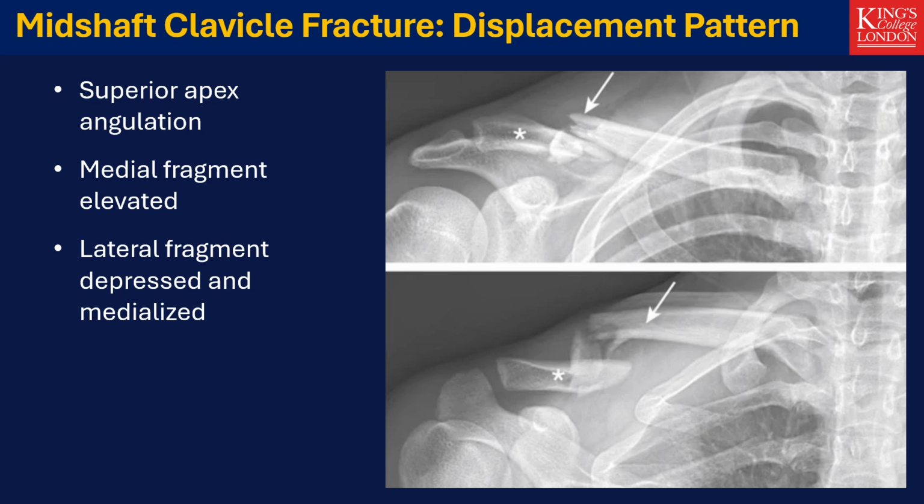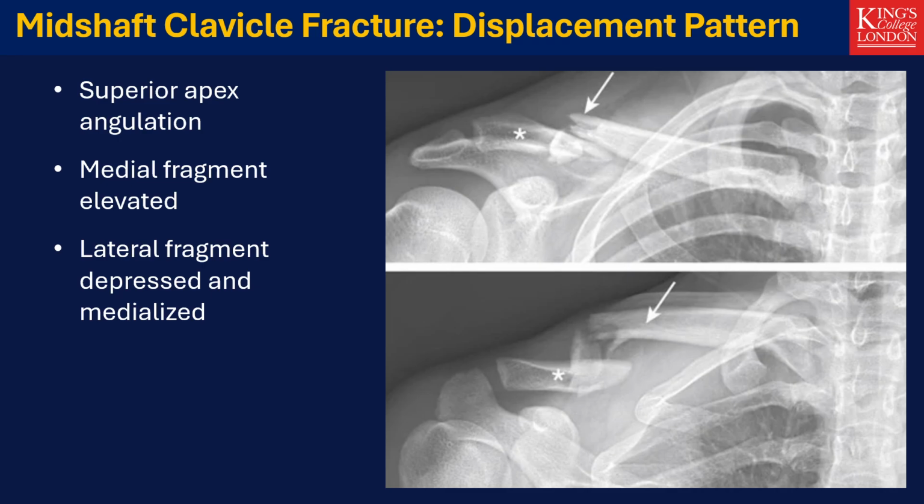The medial fragment is elevated by the sternocleidomastoid muscle. The lateral fragment is depressed by the weight of the arm and pulled medially by the pectoralis major and latissimus dorsi. Cranially angulated AP projections better demonstrate comminution and displacement.